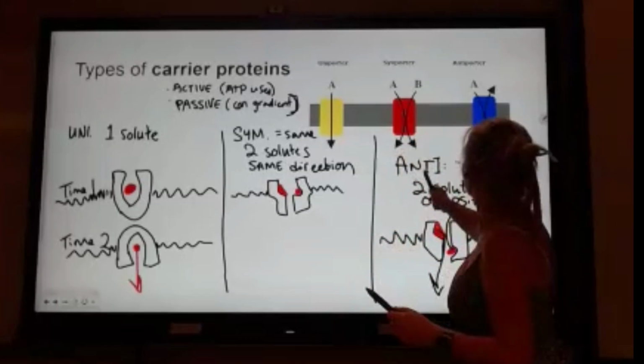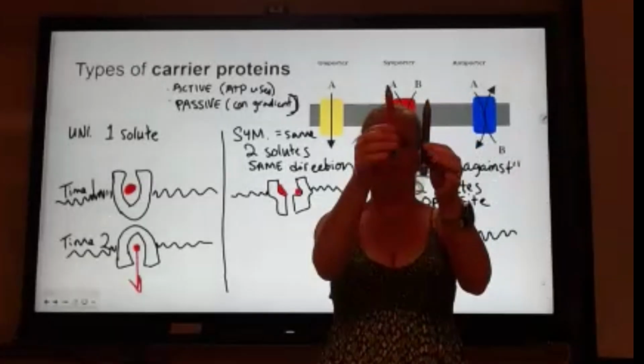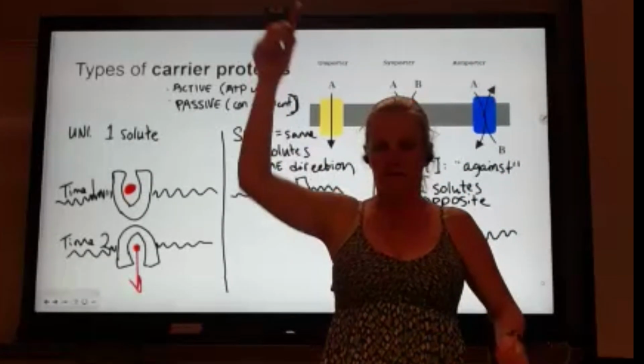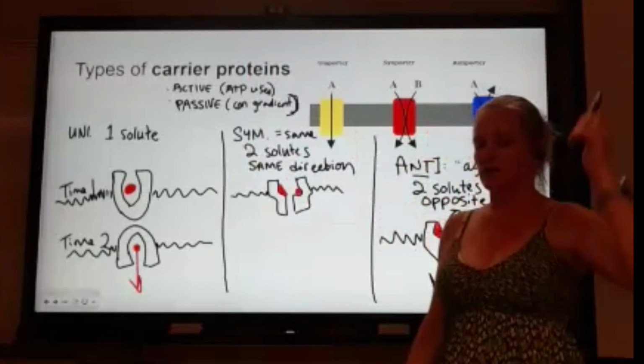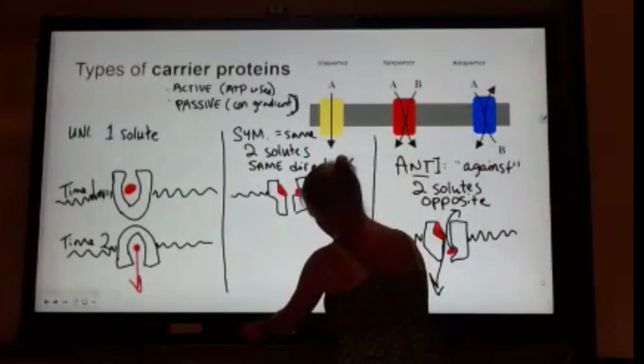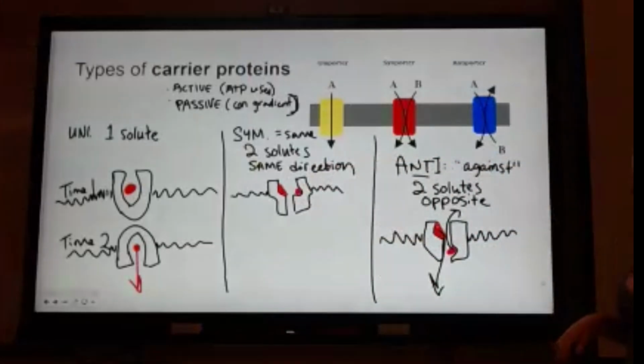So in the case of our antiporter, we're going to take 2 solutes and we're going to move them in opposite directions. Okay. And we've seen a few examples of those with the cell communication stuff. So be looking for these examples as you're going through the cell communication stuff.